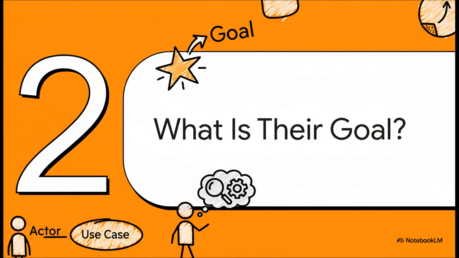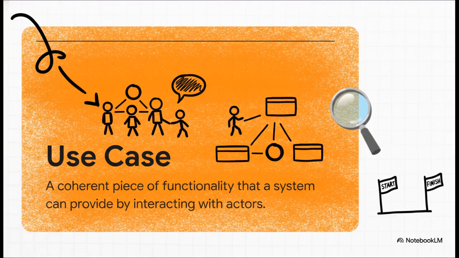Okay, so we have our characters, our actors. The next obvious question is, what do they want? What are they trying to do? What's their goal? And that brings us to the use case. So a use case is basically a single story about how an actor gets something done. You can think of the diagram as showing just the title of the story. Later on, a team might write out all the details. That's like the full script.